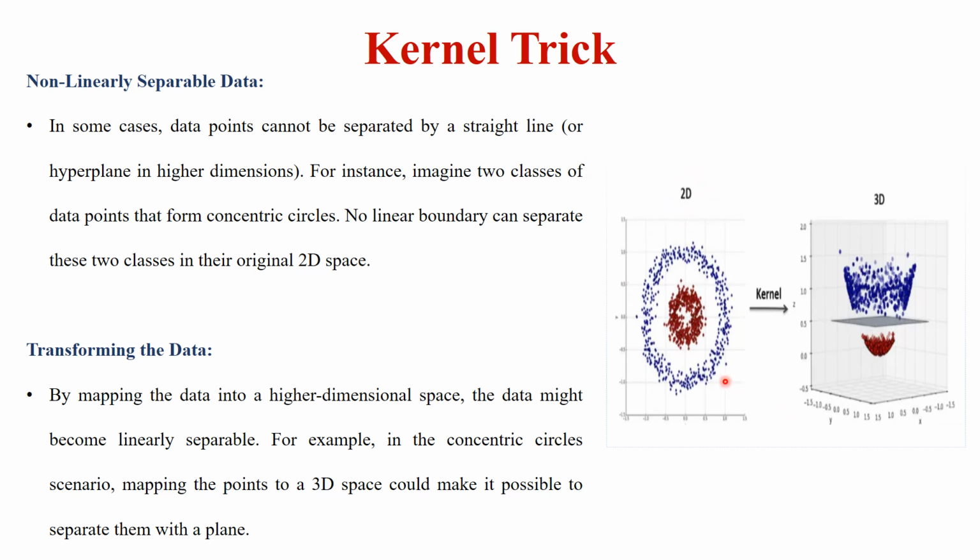Let us transform the data by mapping this data in a higher dimensional space. As far as this example is concerned, it's a 3D space. The data may become linearly separable. For example, here, the concentric circle scenario, we are mapping the points to a 3D space and it's possible to separate them with the plane. This is how the kernel trick technique works.